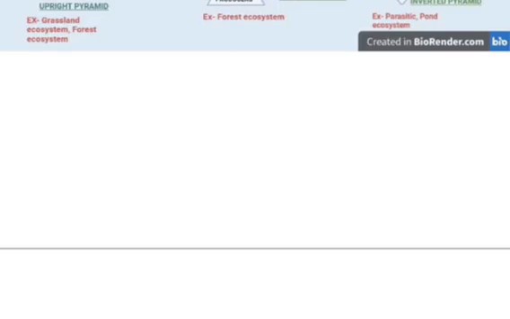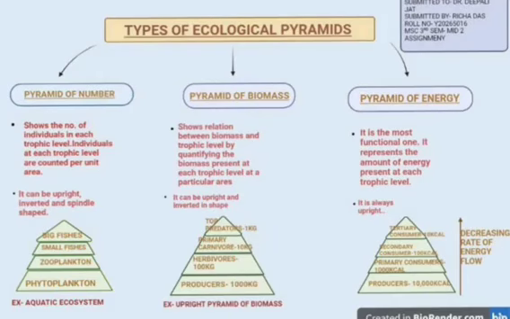Pyramids are usually prepared for three ecological parameters: number of individuals, amount of biomass, and amount of energy. On the basis of these three ecological parameters, there are three types of ecological pyramids: pyramid of number, pyramid of biomass, and pyramid of energy.